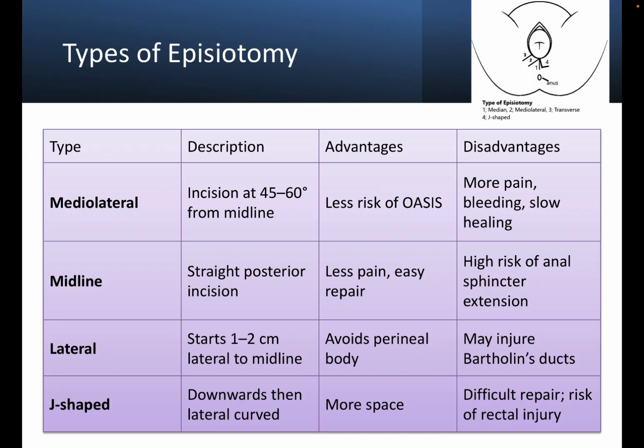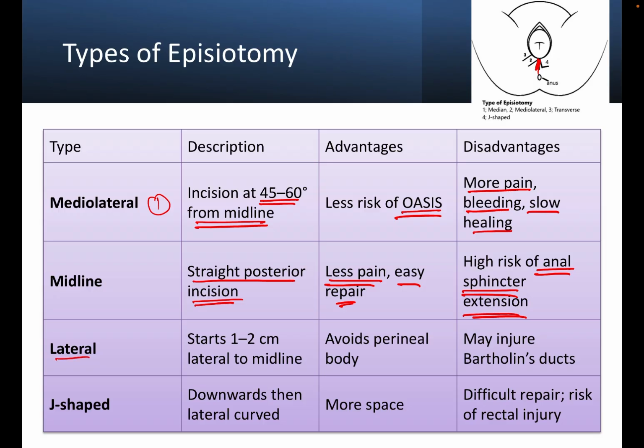What are the types of episiotomy? There are four types. First is mediolateral type, where the incision is made at 45 to 60 degrees from the midline, with less risk of extension but more pain, bleeding, and slow healing. Then there is midline episiotomy, where a straight posterior incision is made. Here there is less pain and easy repair, but there is a high risk of anal sphincter extension.